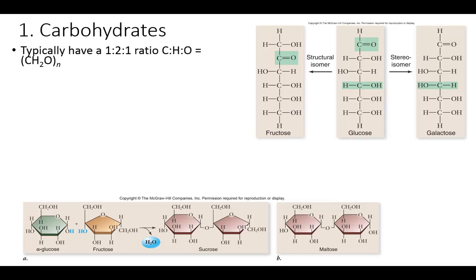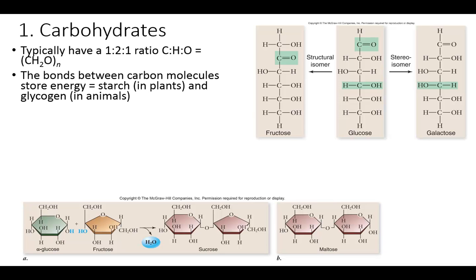So you could write the chemical formula (CH2O)n, with n being the number of that monomer. Okay, so if you had 15 of those, then you would have C15H30O15. The bonds between the carbon molecules, and really the bonds between any compound, form or store energy, which is released when they are broken.